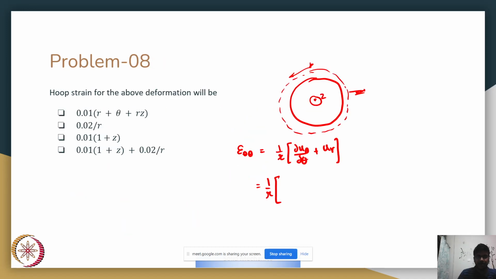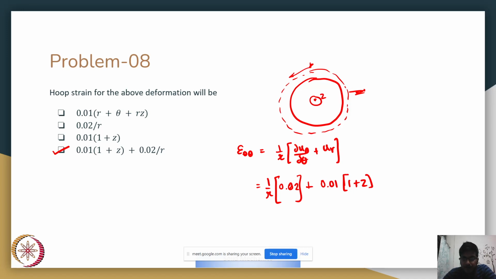So therefore we end up with 1 by r 0.02 plus ur by r, which is nothing but 0.01 times 1 plus z. Which of the options? I think the last option, right? This is the hoop strain.